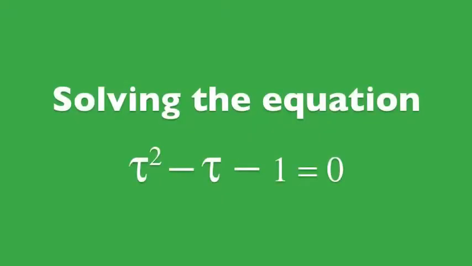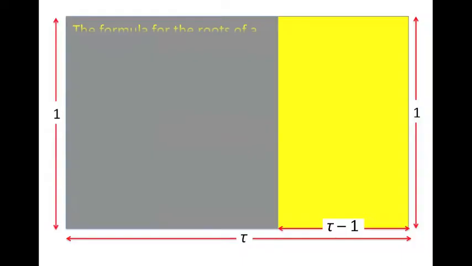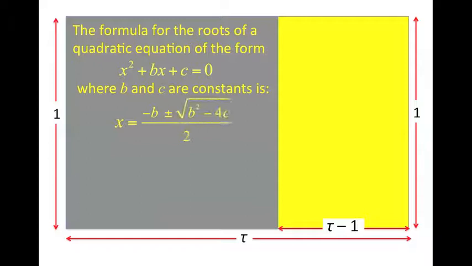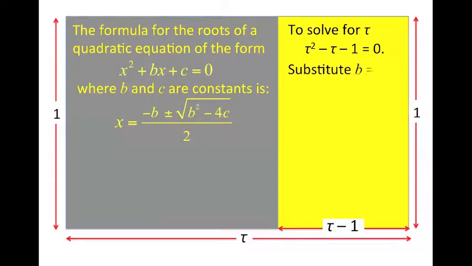To solve the equation tau squared minus tau minus 1 equals 0, we can use the formula for the roots of the quadratic equation of the form x squared plus bx plus c equals 0, where b and c are constants. The formula is x equals minus b plus or minus the square root of b squared minus 4c, all divided by 2. To solve for tau, we merely substitute b equals minus 1 and c equals minus 1 into the formula for the roots of the quadratic equation.